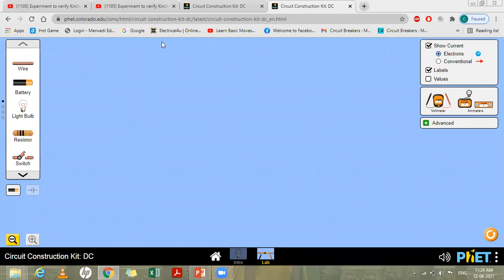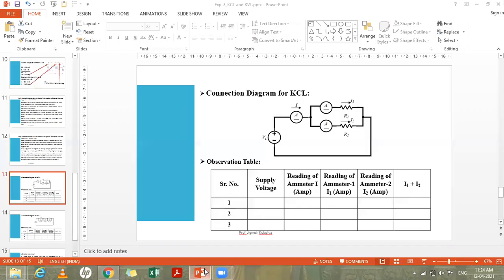Okay, Janil, open or not? Okay, good. Now you have to construct the circuit as per our diagram.